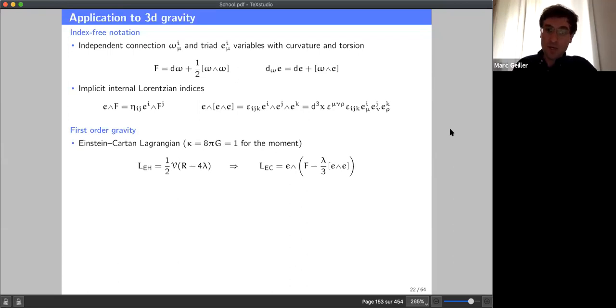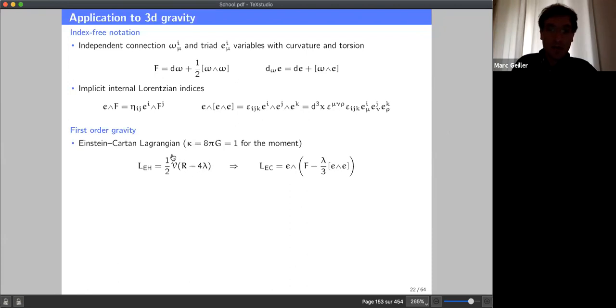This will lead to subtleties, which we will see in a minute. But for the moment, we just use different variables to write basically the same theory, which is Einstein General Relativity. So for the moment, let me set the prefactors to 1. So kappa, which is 8 pi G, I set it to 1. We will reintroduce it a bit later.